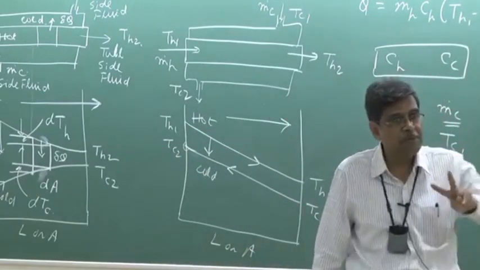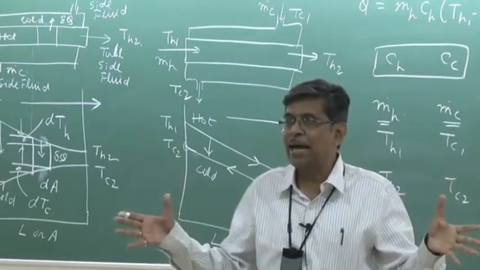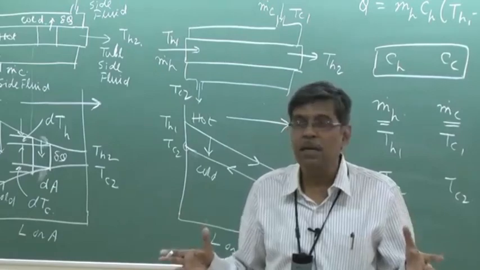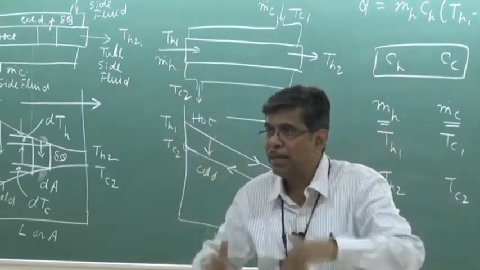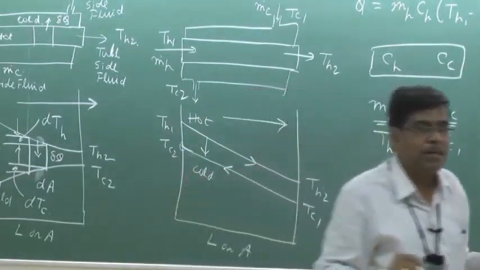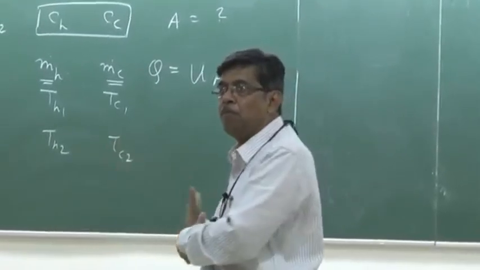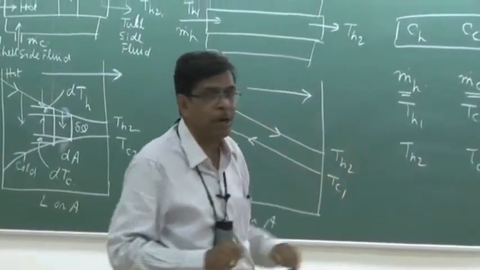Two types of problems, sizing and rating. The sizing problem is the earlier one. The entire heat load Q is known. That means explicitly m dot h, m dot c, Th1, Th2, Tc1, Tc2 are all known. Then we find out the area. We know the LMTD, so using the LMTD method, we can find it out.